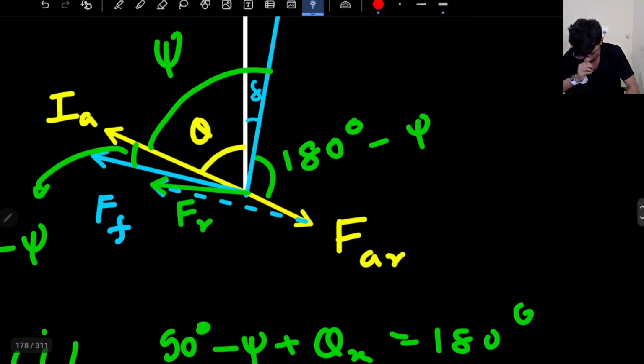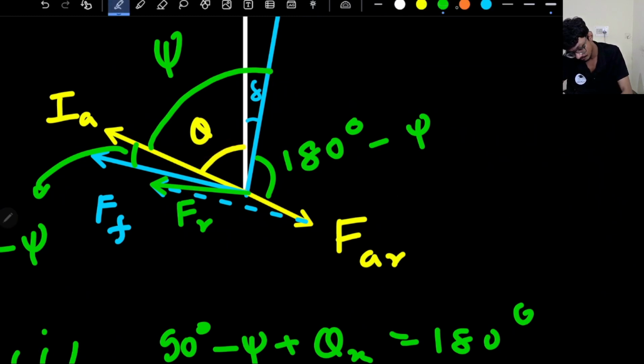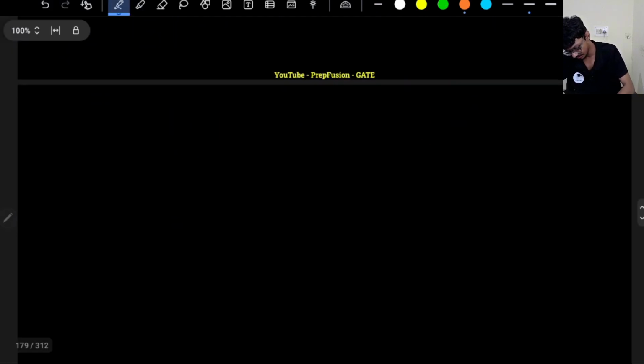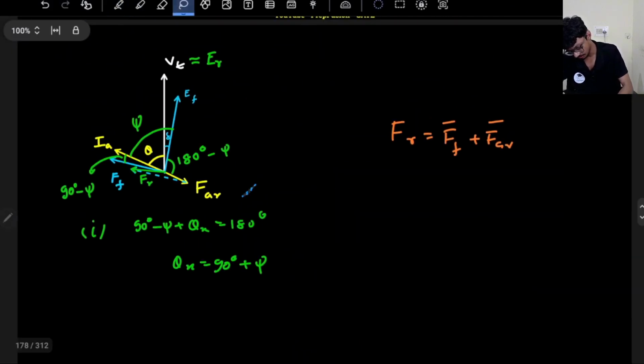How will I find this out? I have to find this angle. This much angle I know is 90. So what is this much angle? For the second one, we'll copy the picture, otherwise it will become a mess.